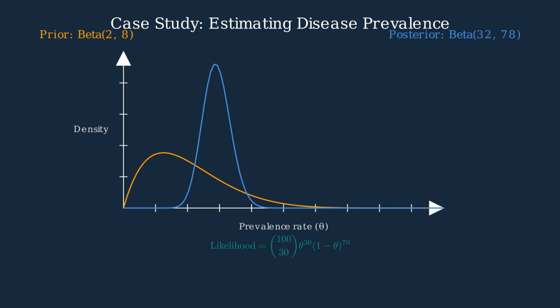The posterior is simply the prior parameters plus the number of successes and failures. For a beta prior and binomial likelihood, the update rule is simple. Add the number of successes to alpha and the number of failures to beta.